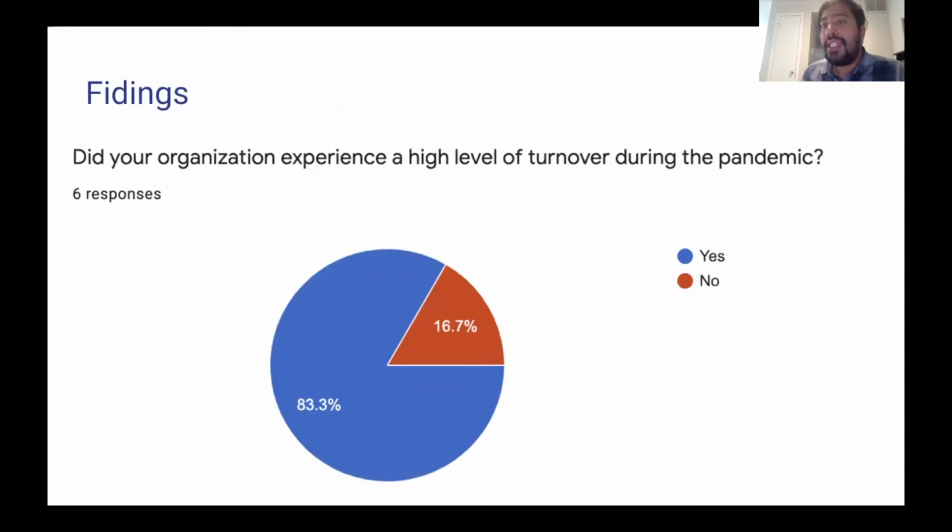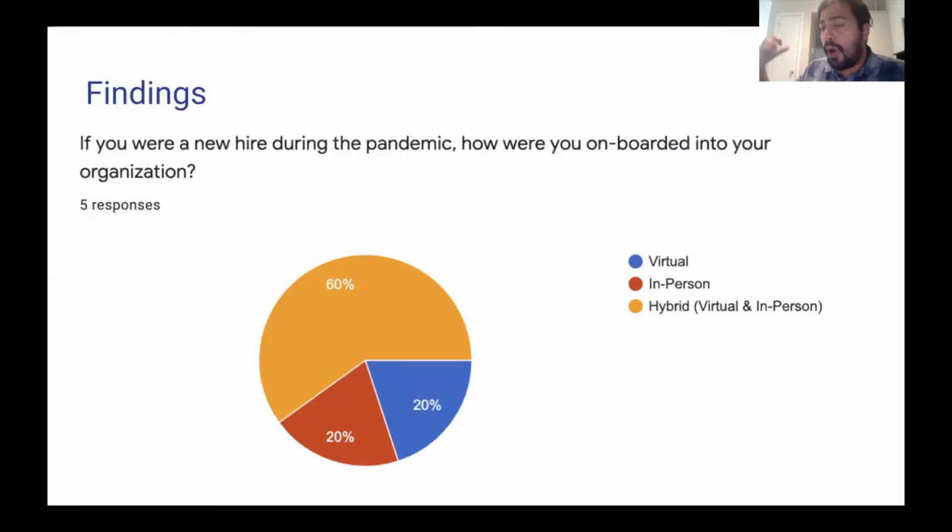Another type of question that we asked in the surveys was if the organization experienced a high level of turnover during the pandemic. And finally, how were new staff members or new hires onboarded, considering that a lot of places were doing both in person and virtually, while others were just doing in person, or others were doing the onboarding process virtually.